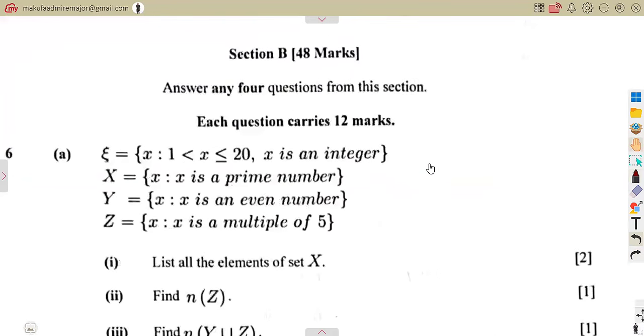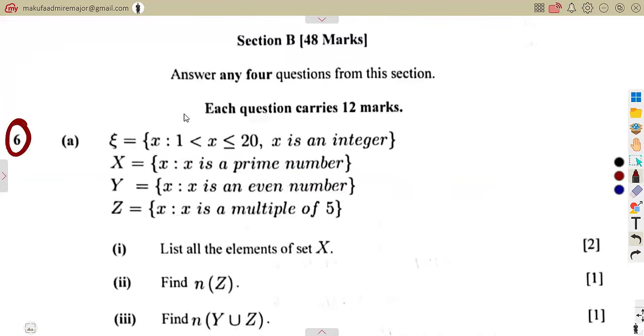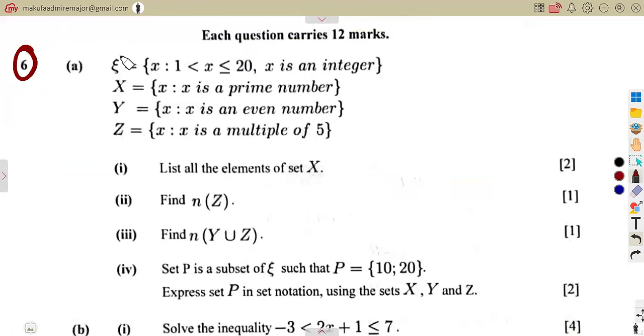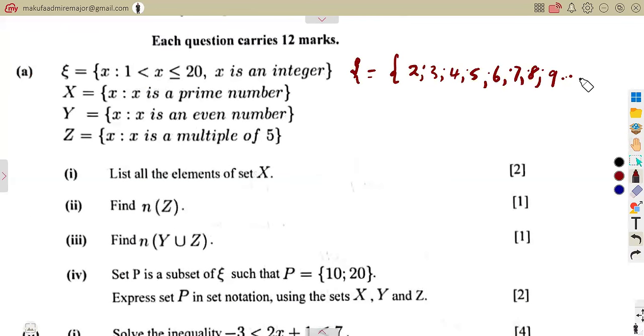All right. This is section B, question number 6, where we are given to answer 4 questions from this section. Each question carries 12 marks. They were given the universal set: x is greater than 1, but less than or equal to 20, meaning as part of our universal set, we are talking about numbers that are bigger than 1. 1 is not involved. So I talk about 2, 3, 4, 5, 6, 7, 8, 9, and so on, up to 20. These are the numbers in the universal set.